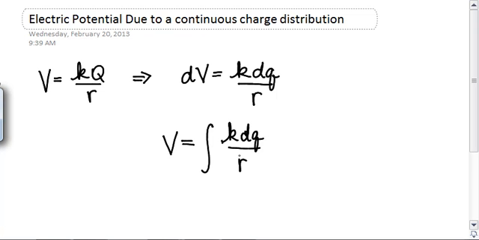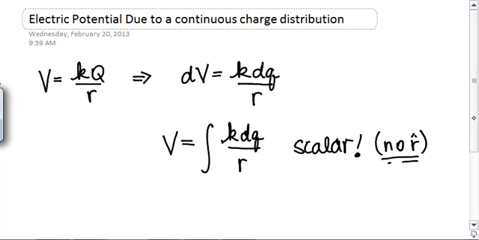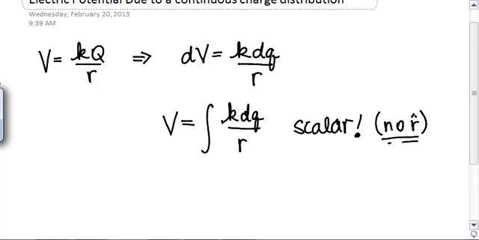Okay, but notice there's no R hat right here. So there's no direction. This is a scalar. That's right, a scalar. All right, no R hat. Let's throw a box around that. That's what we're about to use.